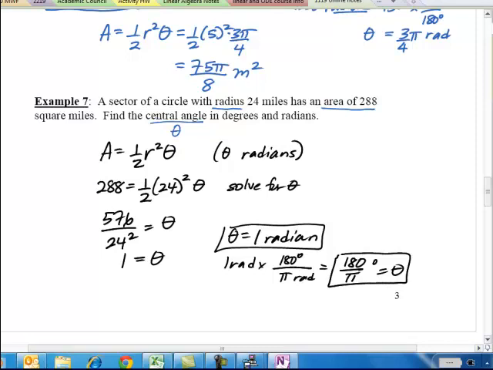So you'll notice that some of these numbers we're coming up with look very strange, but it's best to leave them exact like this rather than to type onto your calculator 180 over pi and get a decimal approximation. And the same will be true in MyMathLab. On the quizzes and tests, make sure that you just leave these answers exact unless they ask you for an approximation.